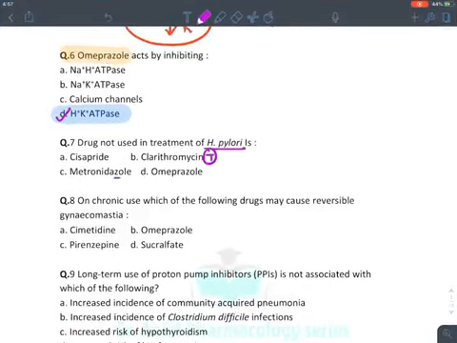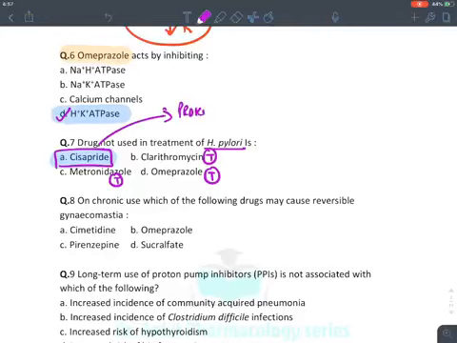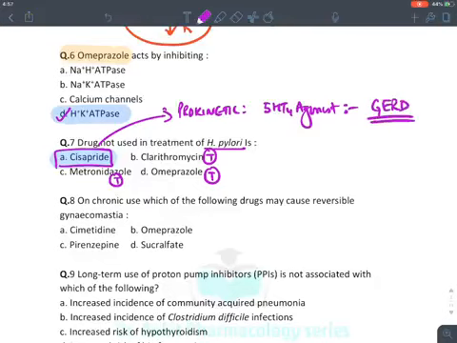Clarithromycin, true, it is an antibiotic. Metronidazole, true. Omeprazole, true. There is no role of cisapride. Cisapride is a prokinetic drug. So any drug which ends with the word pride, remember it's a prokinetic drug. It is a serotonin agonist which increases motility of the stomach and intestine. It is rather used in the treatment of GERD.